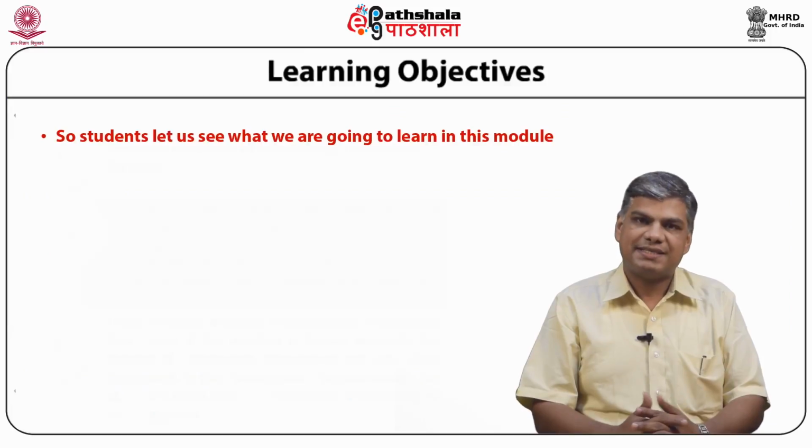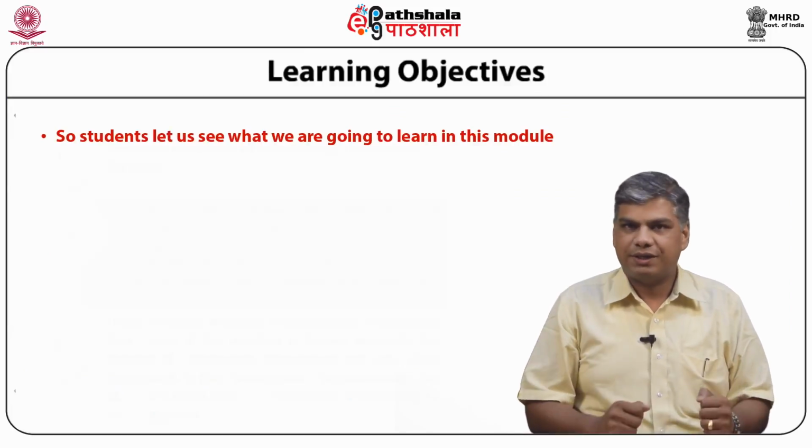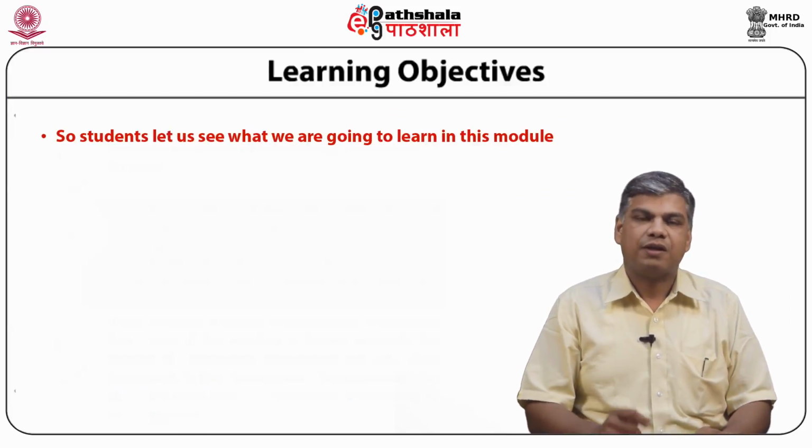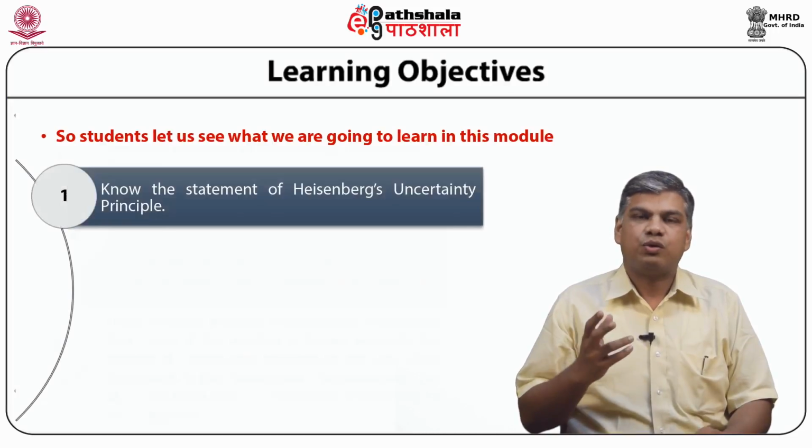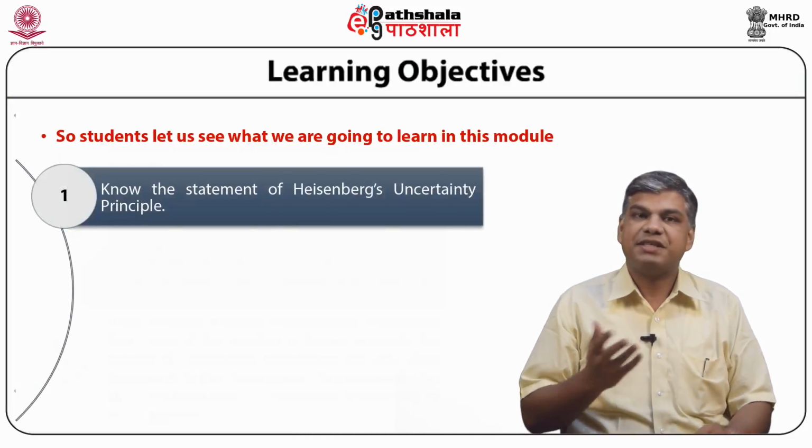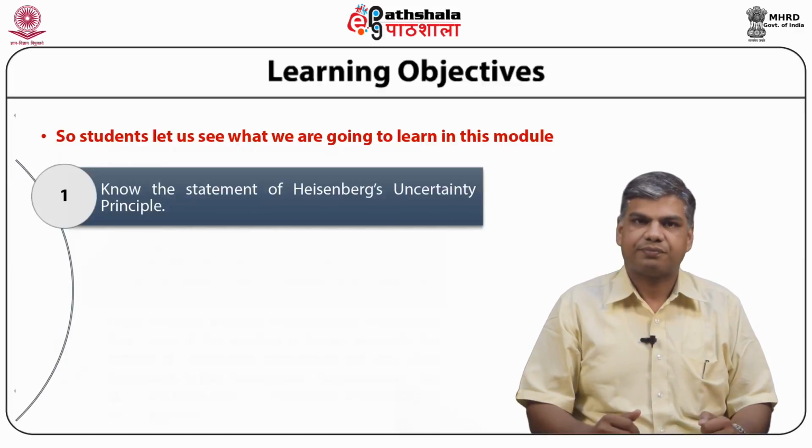Today we are going to discuss a module, Heisenberg's Uncertainty Principle, under the paper Quantum Mechanics 1. So students, let us see what all we are going to learn in this module. First of all, we'll know what is the statement of Heisenberg's uncertainty principle.